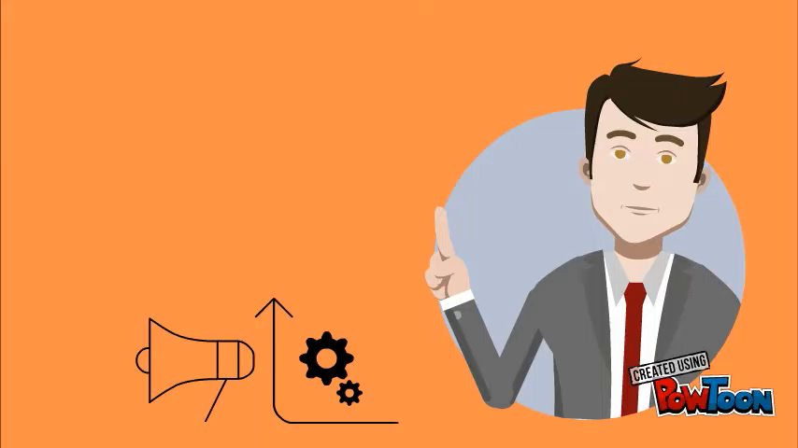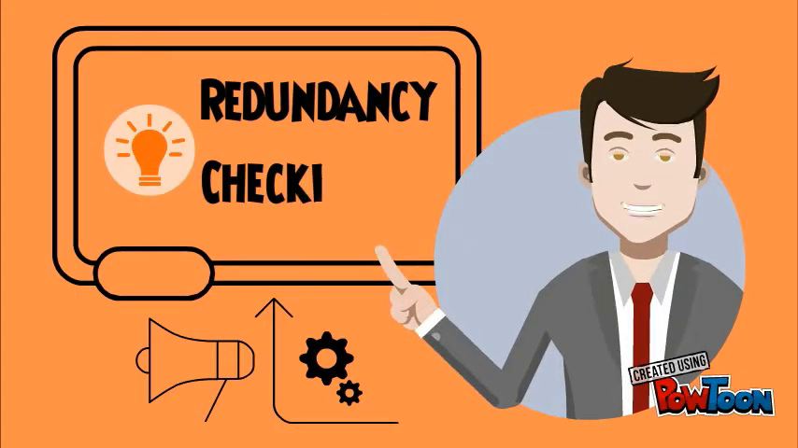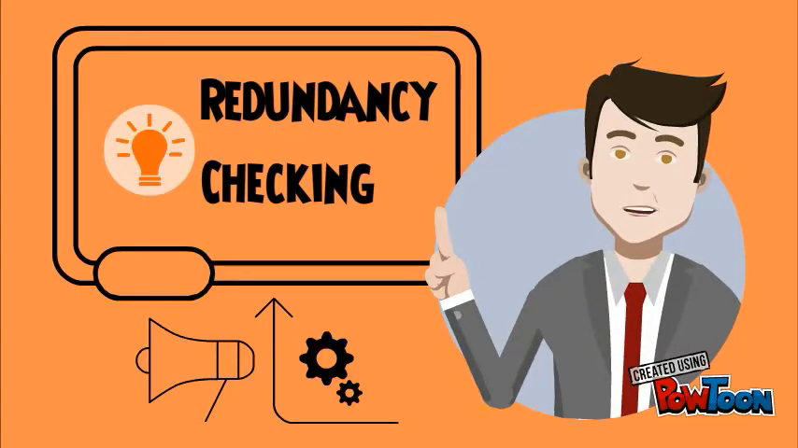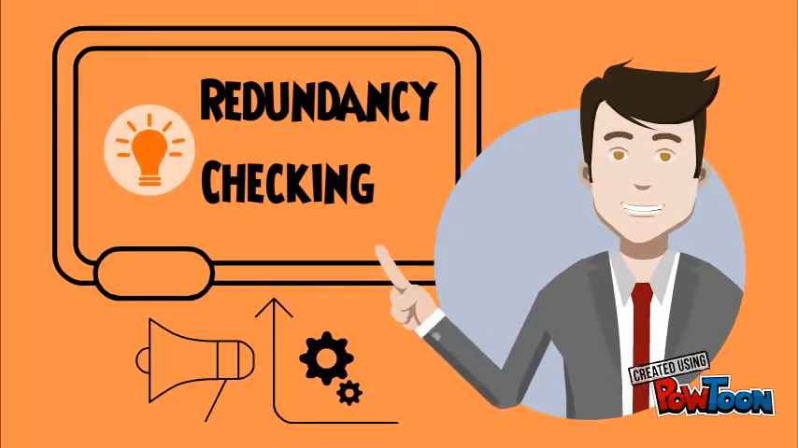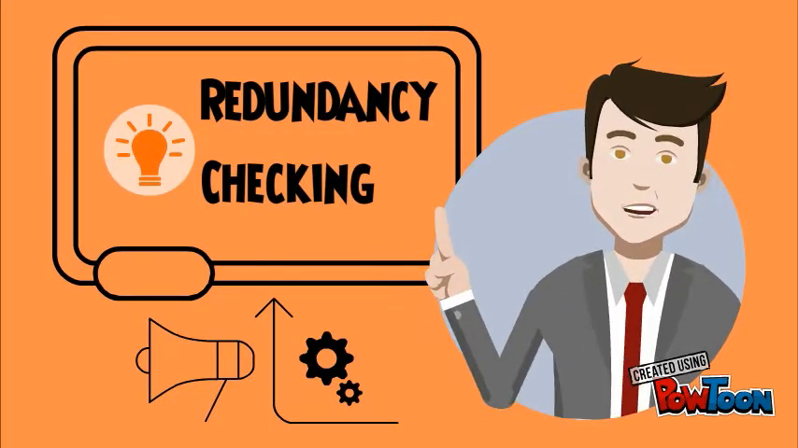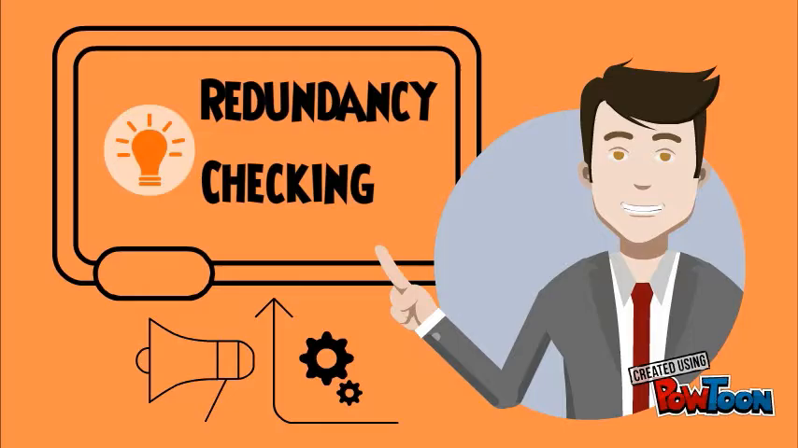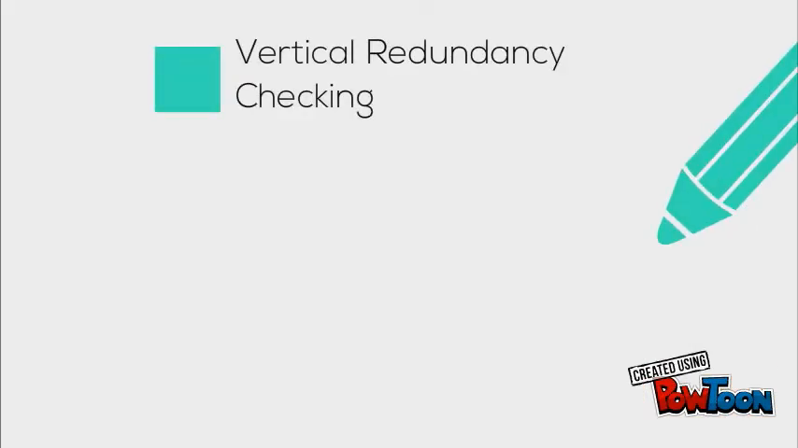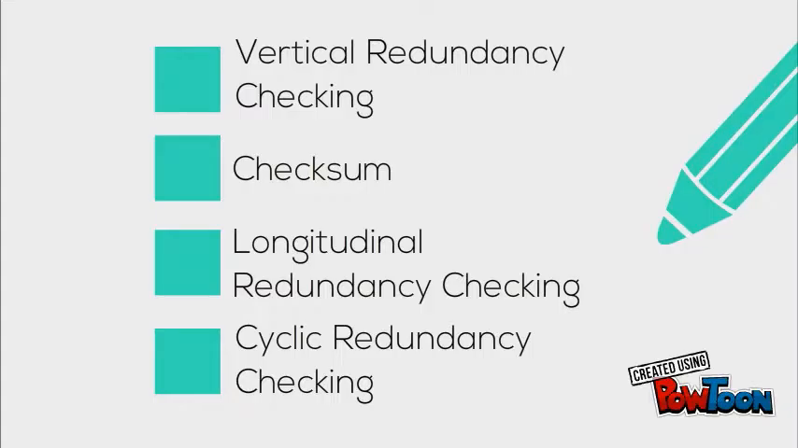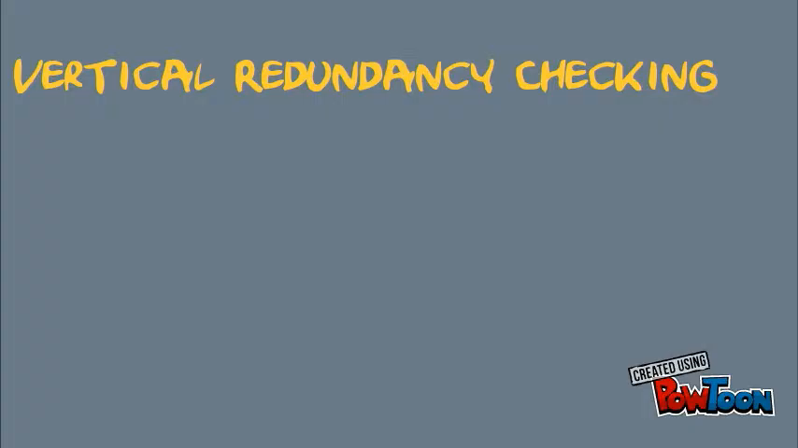It is much more efficient to add bits to data units that check for transmission errors. Adding bits for the sole purpose of detecting errors is called redundancy checking. There are four basic types of redundancy checks, namely vertical redundancy checking, checksum, longitudinal redundancy checking, and cyclic redundancy checking. Let's discuss what is vertical redundancy checking.